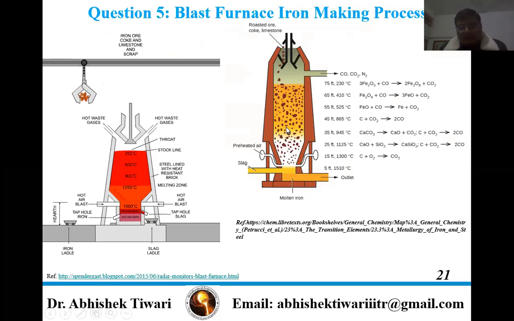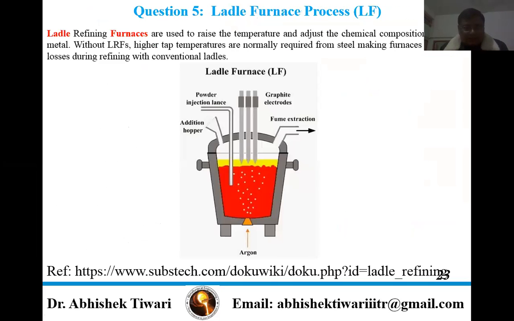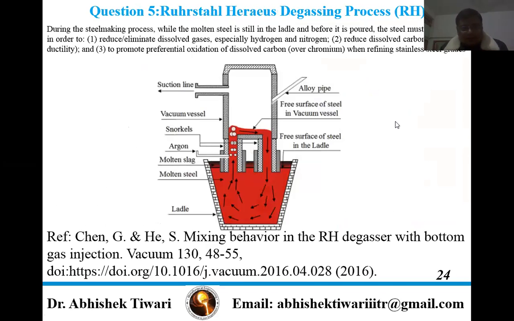So this blast furnace we have discussed already in earlier lectures, and this is just to briefly reproduce it. And this is a basic oxygen furnace. This is also something we have discussed already in detail. And this is a ladle furnace. Ladle refining furnaces are used to raise the temperature and adjust the chemical composition of molten metal. Without a ladle furnace, higher tap temperatures are normally required for steel making furnaces due to heat losses during refining with conventional ladles. And this is the vacuum degassing.